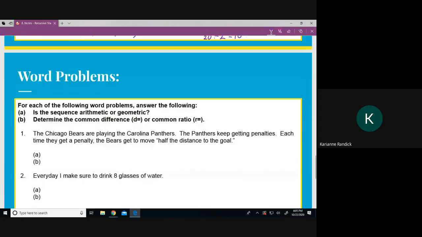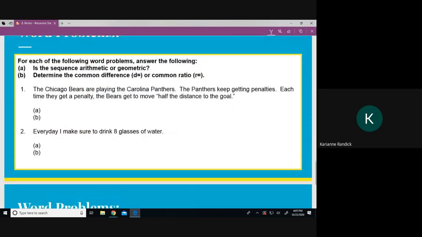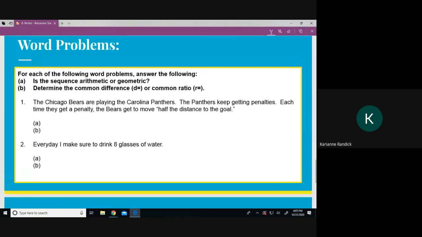Lastly, we're just going to look at 4 word problems. So I have the direction. Maybe write word problems separate from your last examples, and have your direction. It says for each of the following word problems, answer the following. A, is it a sequence, arithmetic or geometric? Notice it doesn't say neither or both. You're going to have one or the other. I'm not giving you a trick one. And then it says determine the common difference or common ratio.